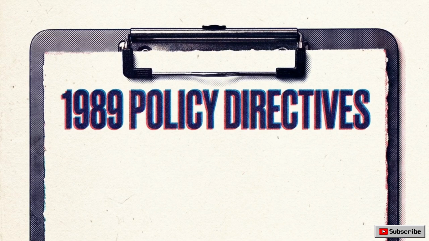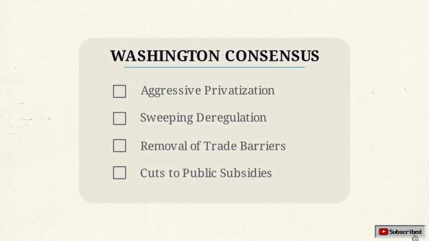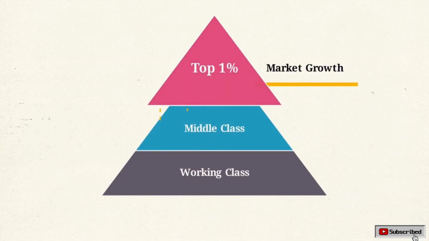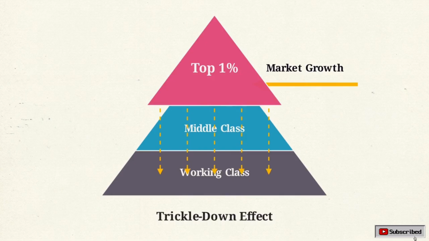the state entirely. The pillars of this consensus were uncompromising: aggressive privatization of public assets, sweeping deregulation of industry, the removal of trade barriers, and massive cuts to public subsidies to reduce fiscal deficits. The comprehensive welfare safety net was discarded in favor of the trickle-down effect. The assumption was that untethered market growth at the top would eventually benefit those at the bottom.